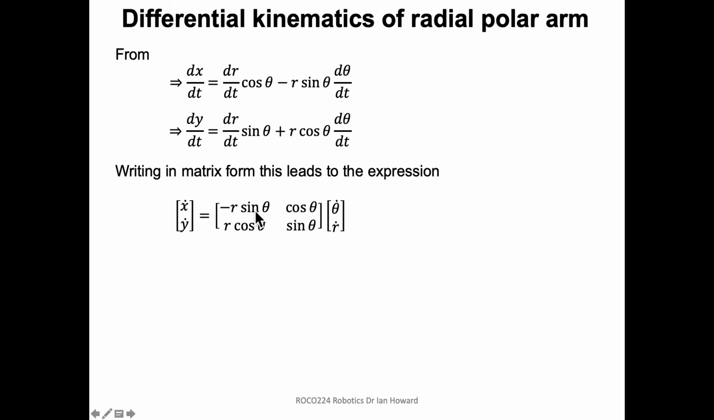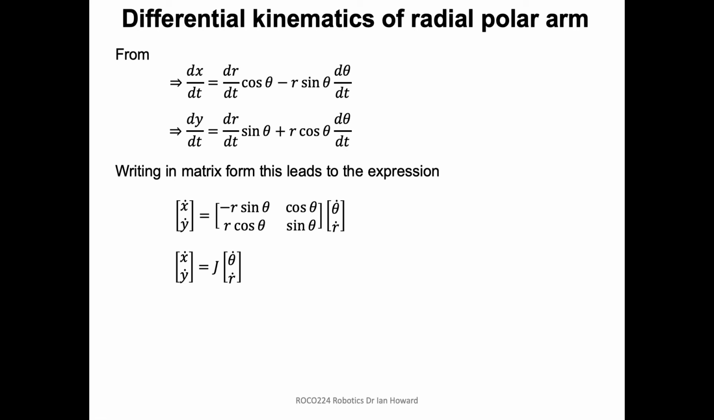So just to work through it then, dx dt, that's x dot, equals minus r sine theta times d theta dt, which is that term, plus cos theta, which is that term, times r dot, which is dr dt. So we've got the first equation. Then we do the second equation, dy dt, that's y dot, equals sine theta, that's this term, times dr dt, that's this bit here, plus r cos theta, that's this term, multiplied by theta dot, which is d theta dt. So we can see that we've solved the equation.